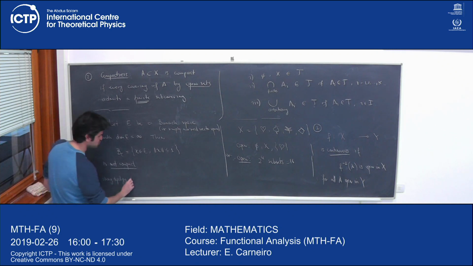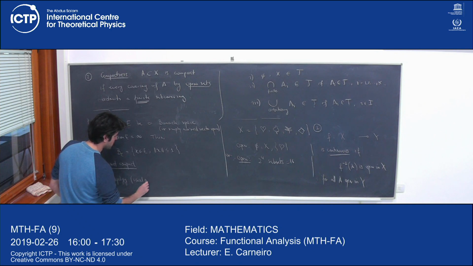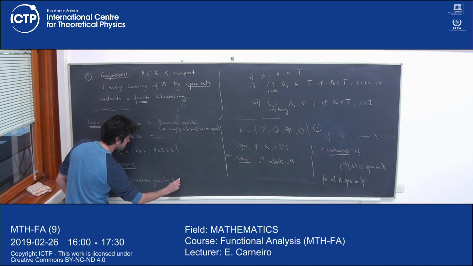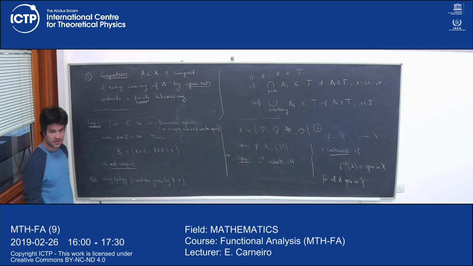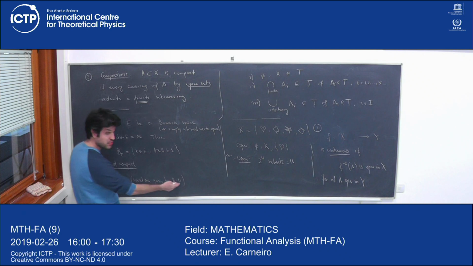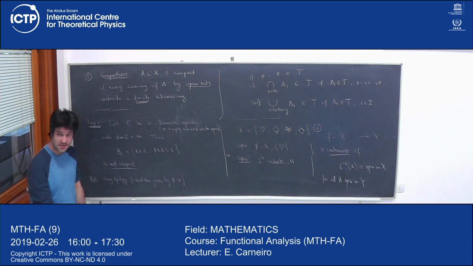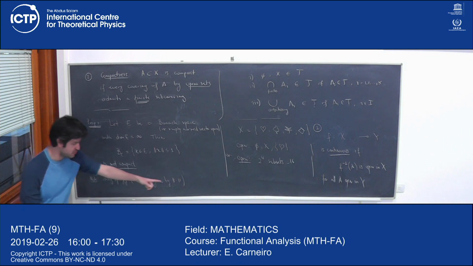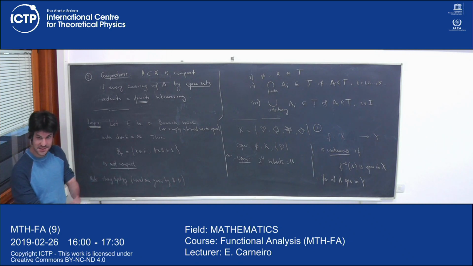This is the usual one given by the norm. Open balls with respect to this norm form a basis of this topology. These are the basic open sets, and a set is open if and only if around each point I can put a little ball with the norm inside the set. This is the strong topology.